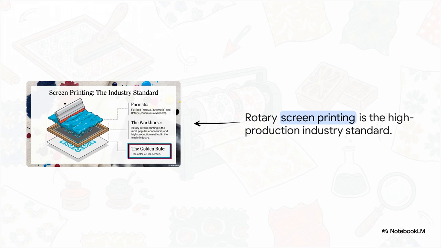Whether you're using flatbed stencils or, much more commonly, rotary continuous cylinders, this is the undisputed workhorse of the textile industry. Rotary screens allow a squeegee to force paste through a porous mesh stencil continuously as the fabric just rolls by, running in perfect alignment at absolutely staggering industrial speeds. It's the most economical, high-production method available today. But you gotta remember that golden rule. If your design has 12 colors, you need 12 completely separate rotary screens running in tandem.